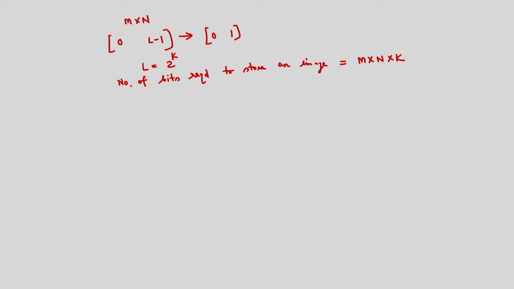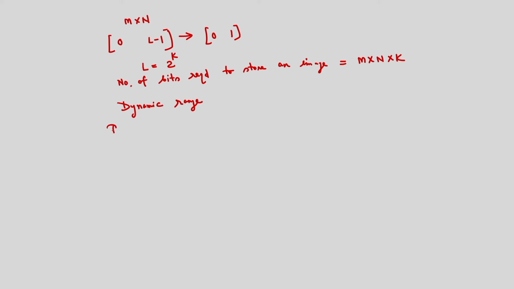Now what is the definition of the dynamic range? Suppose I have an image, and the highest pixel value and the lowest pixel value I know. The difference between these is called the dynamic range. The contrast of an image depends on the dynamic range. So for a good contrast image, the dynamic range will be more.